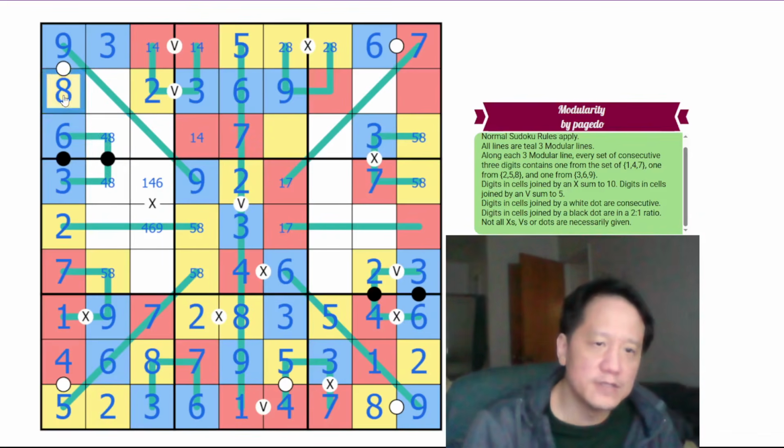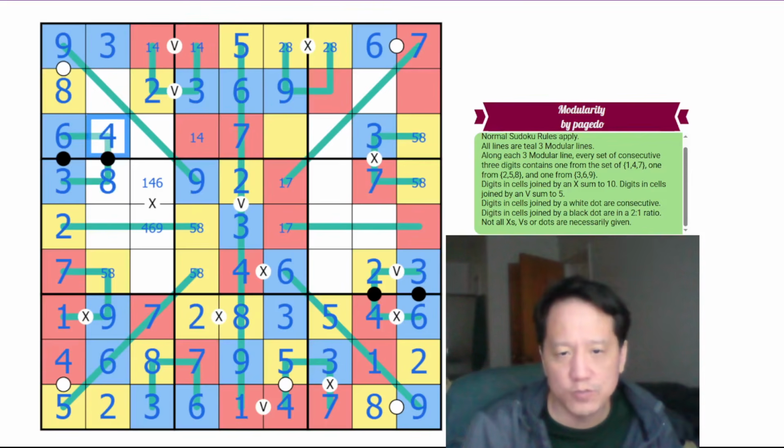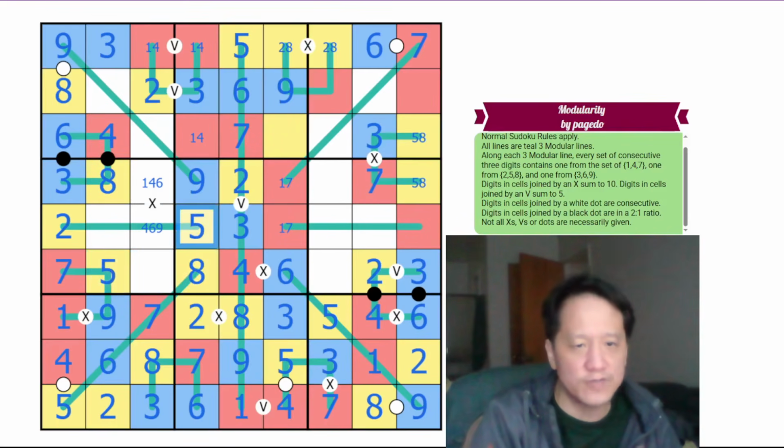That eliminates this 8 cannot be 8 because of 8 in the box. So this is 4, which makes this 8. So this is red, and this is yellow. This 8 eliminates 8 here, so this is 5, which eliminates 5 here. So it's 8, which eliminates 8 here, so it's 5.